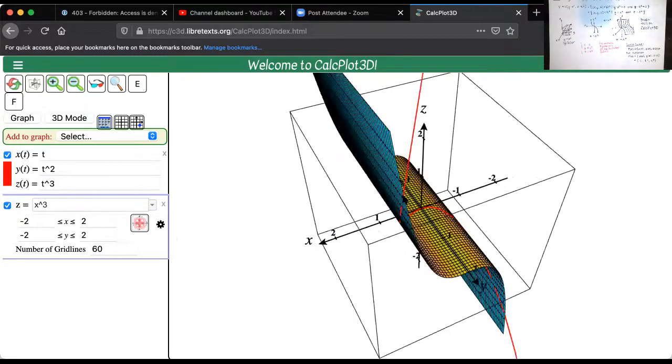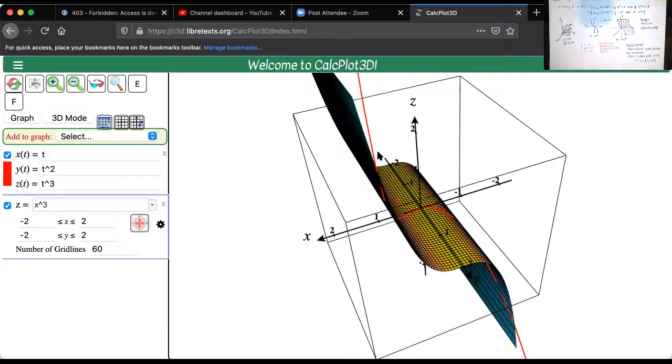Now, if you're saying to yourself, that's not perfect, it should line up with that surface, you're right. It's just because I'm letting my x values go from -2 to 2, my y values go from -2 to 2. If we had taken a wider range of values here, it should match. This curve should lie on that surface the whole time.